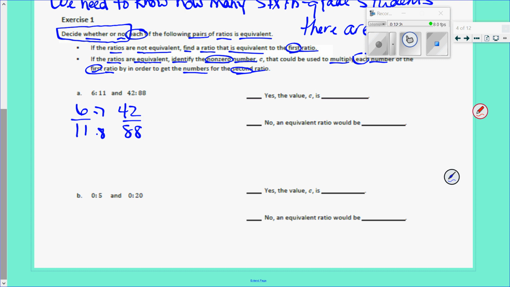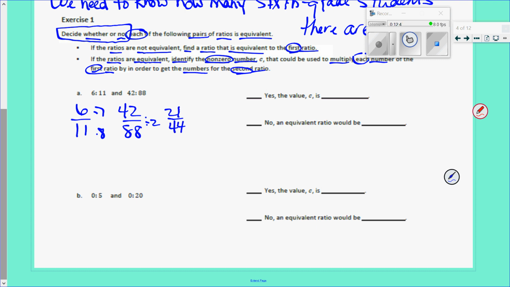Remember, if you look back at your notes, we gave you 3 options to look at, right? First is, and it's in the definition of equivalent ratios, they simplify to the same form. So let's do that version. 6 and 11, I can't divide those by 2, 3, 5, or 7, so that's simplest form. 42, 88, what can I divide those by? 2. So I'm going to divide those by 2. That gives me 21 and 44.